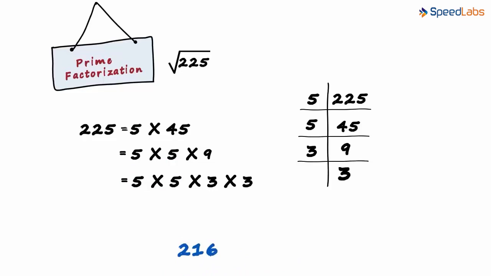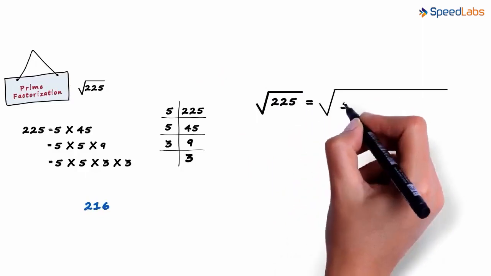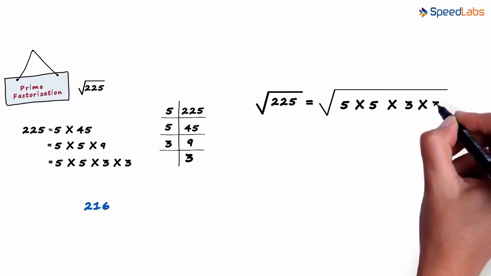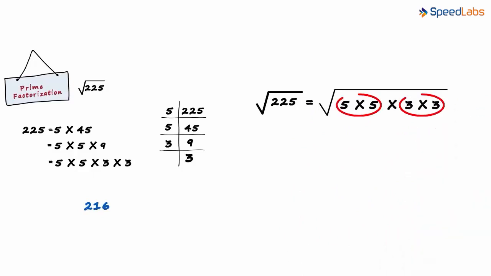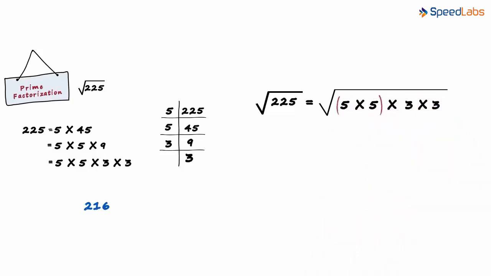By now, we should be fairly comfortable with prime factorization. But now we're getting to the most important point. How will this help us find the square root of 225? You will not believe how simple it is. We write this as square root of 5 times 5 times 3 times 3. We have to make groups of two same numbers. This can be our first group, 5 and 5. We can make another group, 3 and 3. We basically formed pairs of same numbers. So we have two pairs of same numbers here, 5 and 5 and 3 and 3.